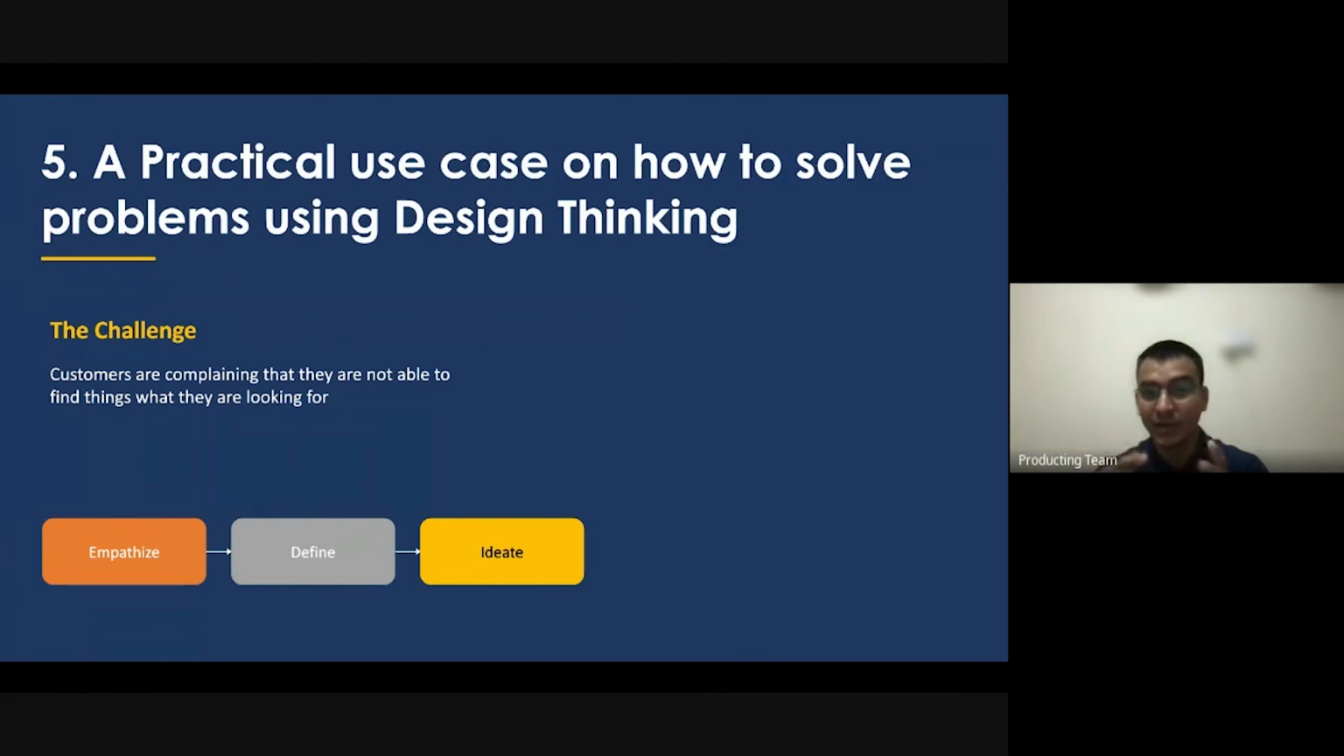Okay, where the customer is saying that he's not able to find things in a range between $100 to $200, right? So the entire team will sit together and brainstorm, or we'll do crazy eights to find the maximum number of ideas. The biggest thing to understand is that while we're ideating, we should not stop ourselves. We should go wild, and we should bring as many solutions as possible.